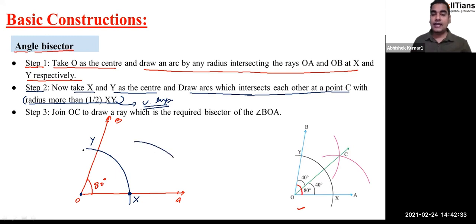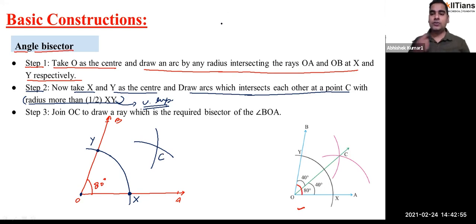Then assuming Y is the center and the same radius that we chose while selecting X as the center, you have to mark another arc. And these two arcs that you have drawn are going to cut each other at one point. You can give a name to that point, whatever name you want. I'm going to call it C here.